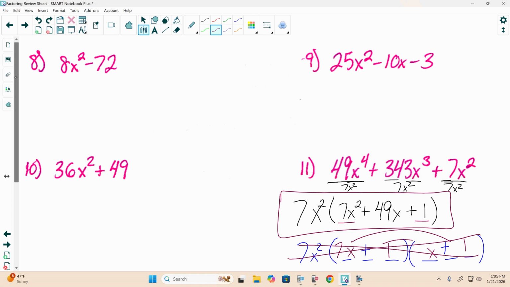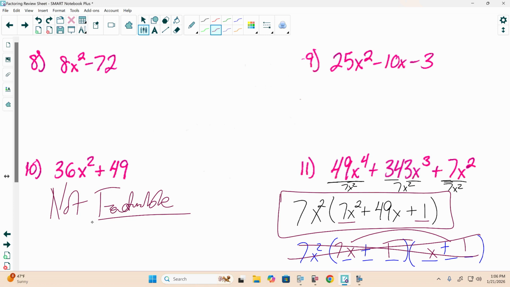Any other questions on 8 or 9? 10 is not factorable, so we're not even going to look at it, because there is no sum of two squares. I talked with some earlier. We can put it in a factored form, it's just not factorable. Small difference, but big impact. So we good on 8 through 11?